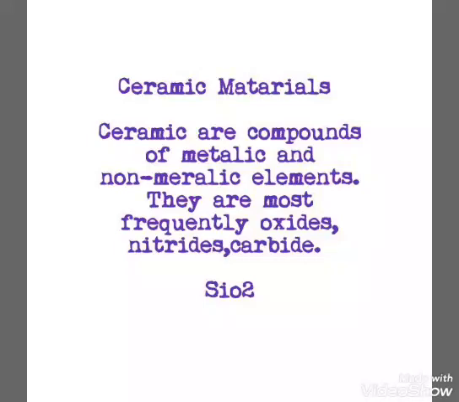Ceramic materials, you can see your tiles. Ceramics are compounds of metallic and non-metallic elements. They are most frequently oxides, nitrides and carbides, bonded together. In these materials the metal and non-metallic elements bond with each other and make the ceramic material. For example, silicon carbide and silicon oxide are these materials.